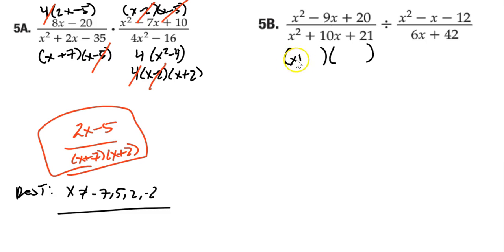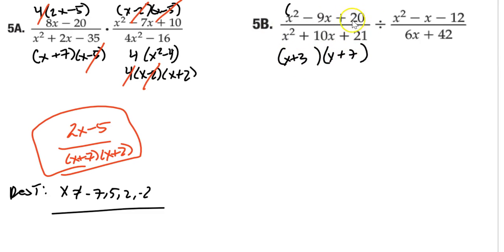So 3 and 7. Right, it's an easy one. They're all plus, so you know it's 3 and 7. Up here, you have to multiply two things to get 20, but add to get negative 9. So again, notice same sign, but a negative, so both negative. 5 and 4. X minus 5, x minus 4.